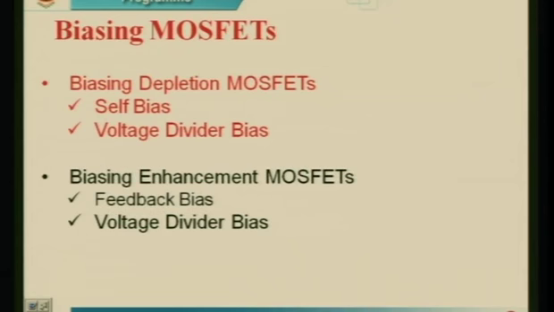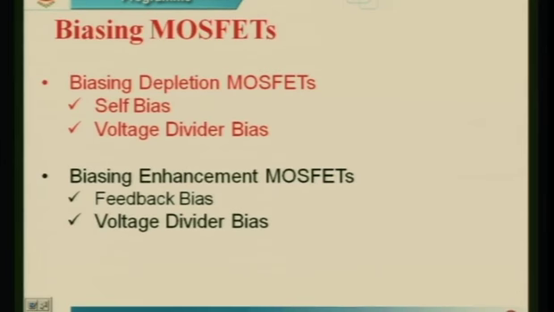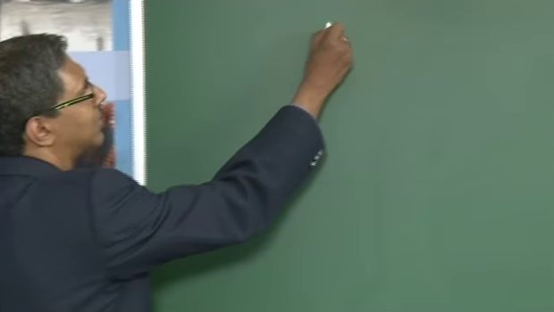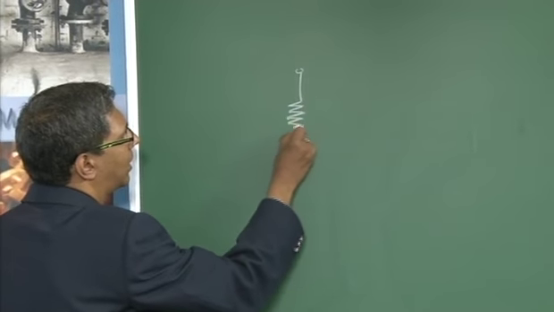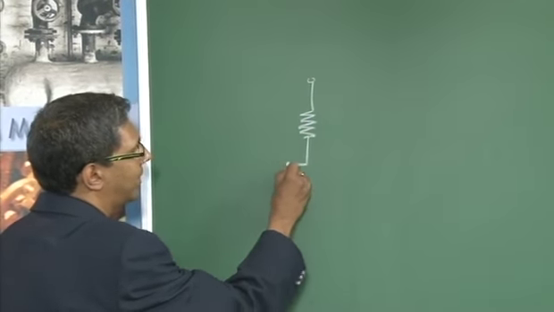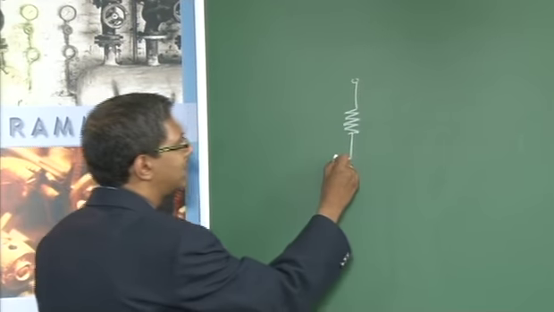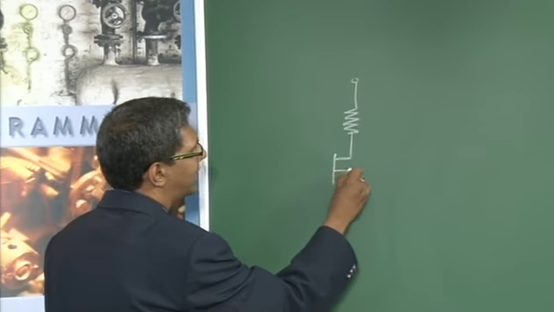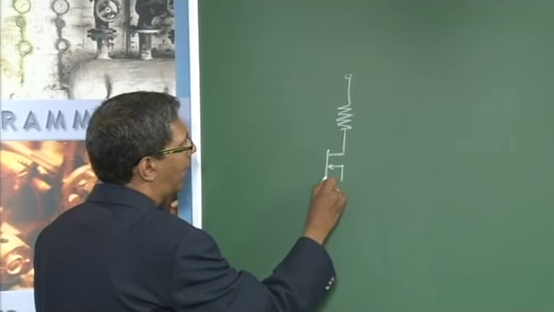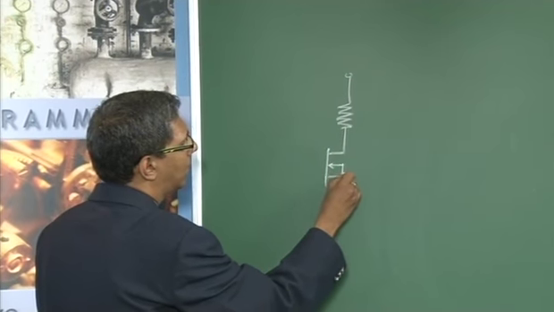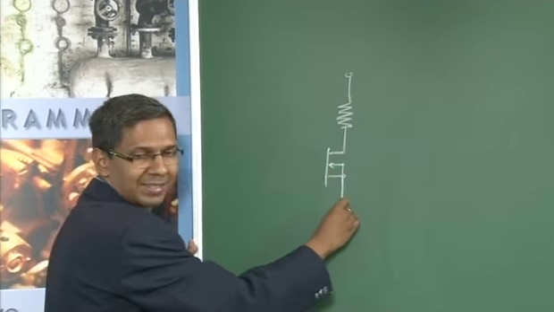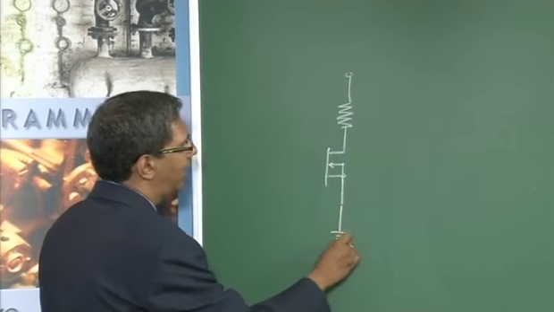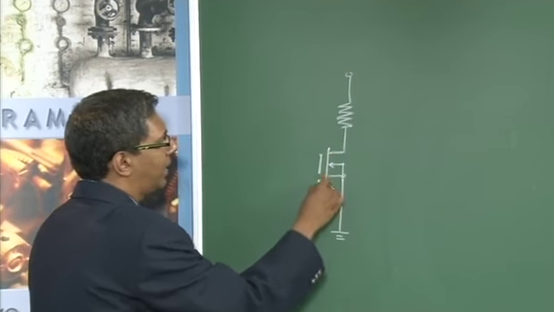I will draw a circuit here which will show how the bias method is done. The simplest of them is what is called self bias. This would be the device. If it is a depletion MOSFET, how is the symbol going to be? Something like this. It's an N type, and I am going to show the arrow mark inside. Okay, and this is the gate.